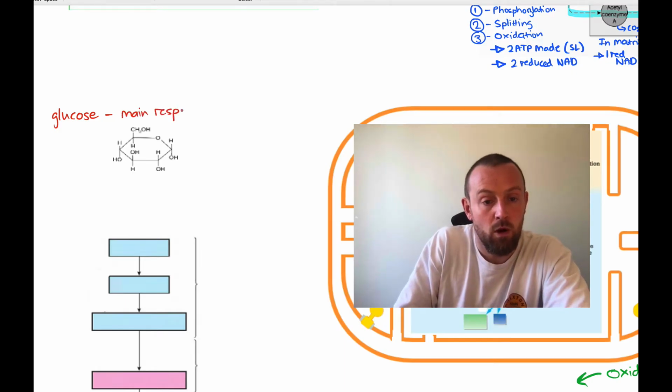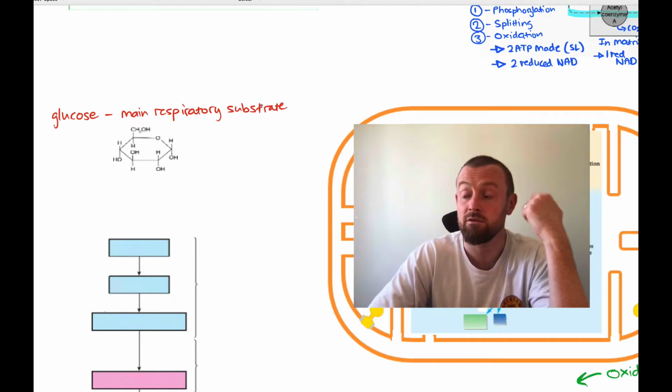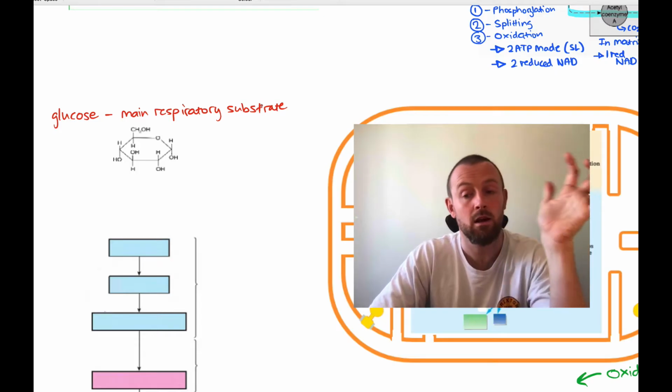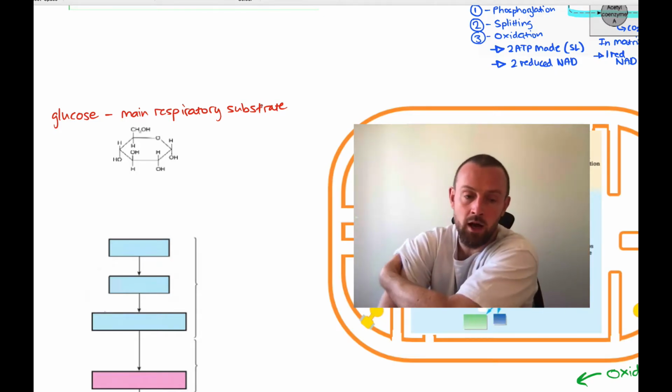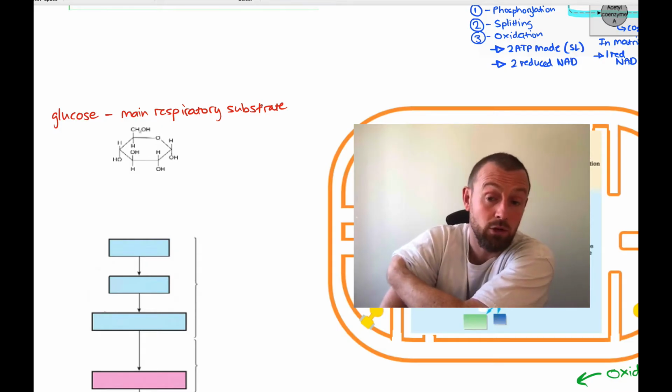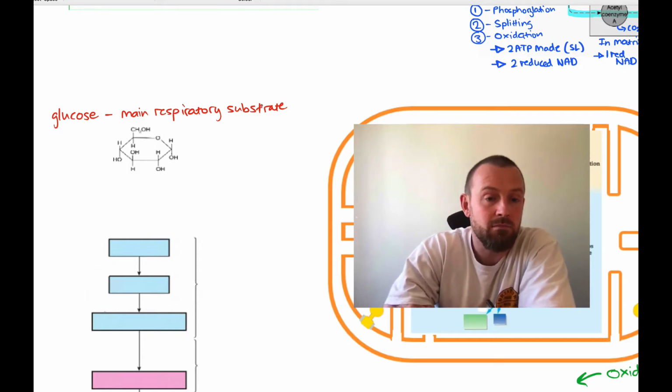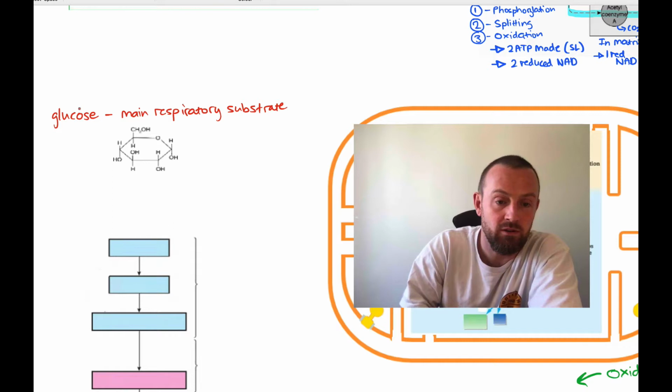So we'll talk about what a respiratory substrate is a little bit more later. But it basically means something that can be respired, something that can be broken down. Now we can respire other things, for example, amino acids and fats, and we do so in a slightly different way. But the main thing that we focus on in A-level is looking at how glucose is respired. So it is the main respiratory substrate, and this one here is alpha glucose.